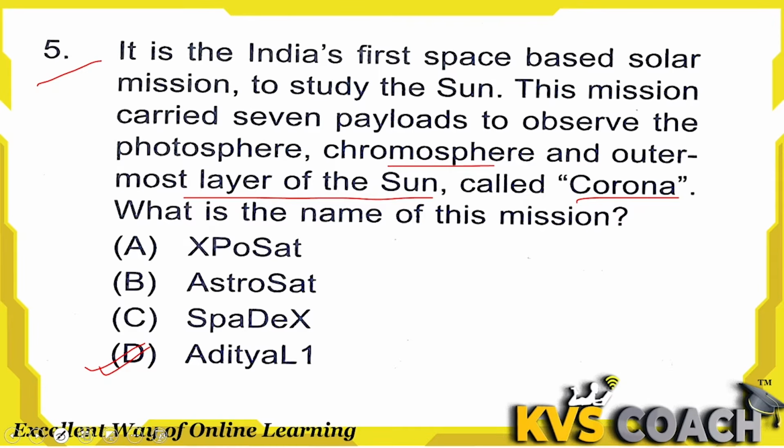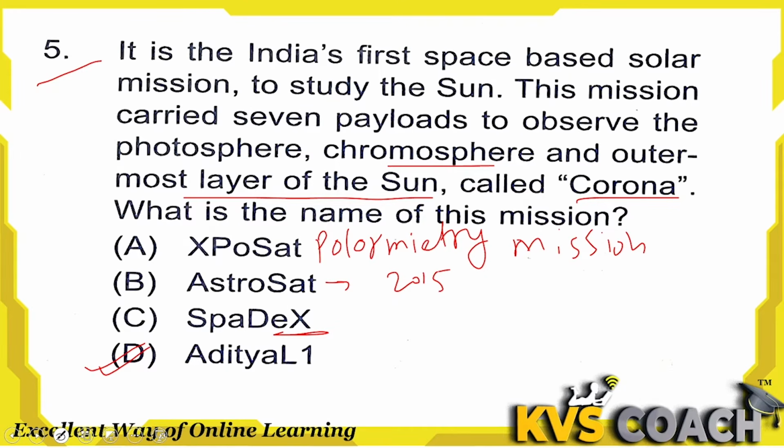Option A, Xpter, that is India's first polarimetry mission. If I am talking about option B, that is Astrosat. Astrosat is actually an Indian Astronomical Observatory that was launched in 2015. Okay, and third one is SpaceX. This name does not occur in any solar mission, but the right answer for our question is option D, Aditya L1.